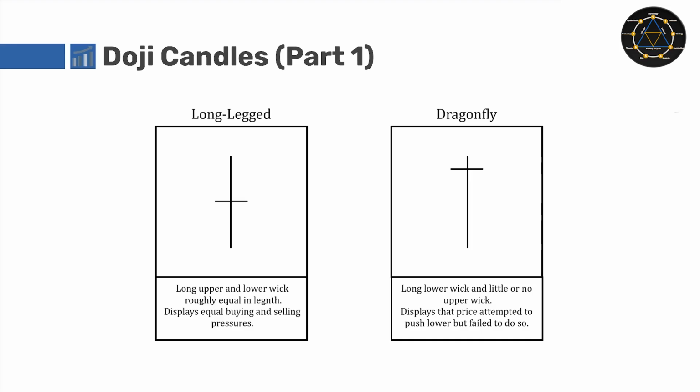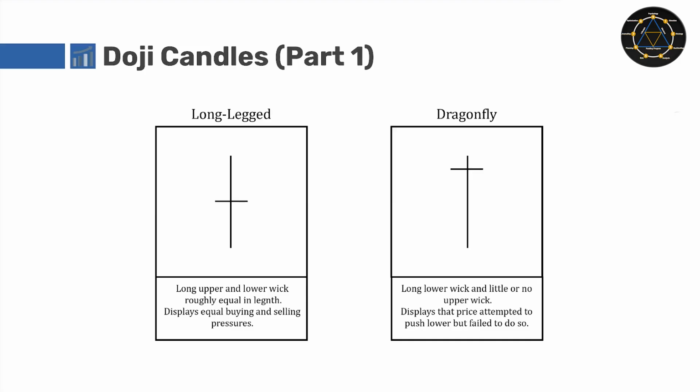Now the long-legged has, of course, you can see a long upper and long lower wick, roughly equal in length. And the middle part is where it's closing, right? So that middle line means the opening and the closing price is the same, pretty much exactly the same. So you've moved lower during the session, you've moved higher during the session, but you've closed exactly where you started. And you went up and down roughly the same amount. So really it's a candle that signifies indecision in the market. It's consolidation on a lower time frame.